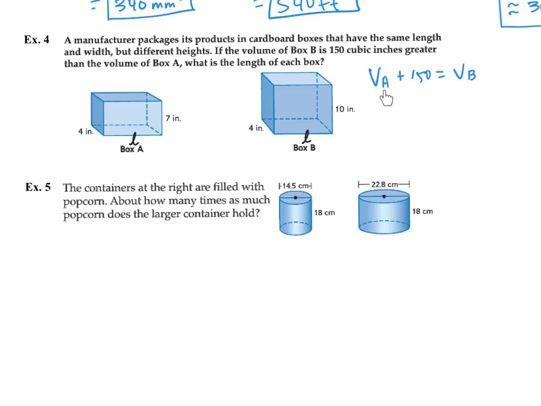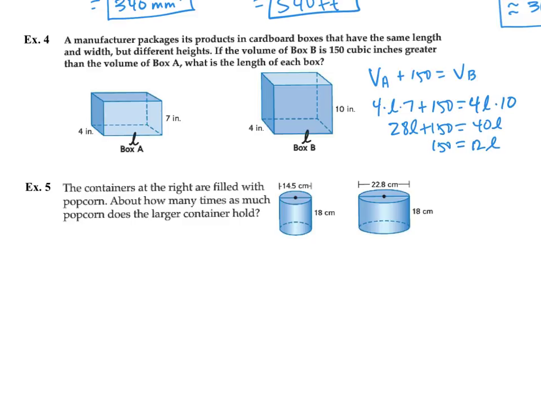So how would we find the volume of box A? Well, we would take its length times its width times its height. So that would be, let's see, 4 times L times the height of 7 plus 150. Now let's replace the volume of B with a formula, which would be 4 times its length times its height, which is 10. And then simplifying just a bit, we'd have 28L plus 150 equals 40L. So 150 equals, let's see, 12L.